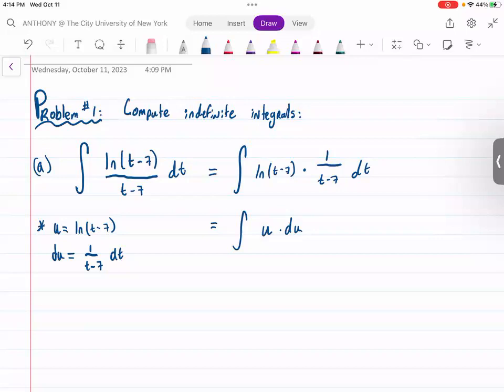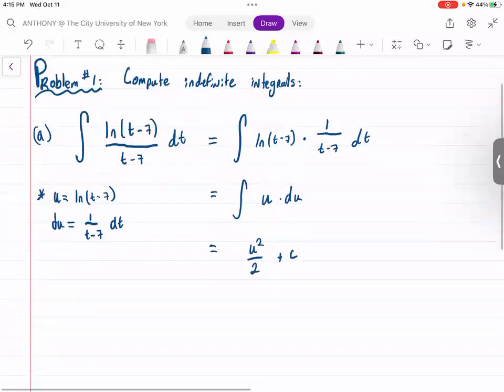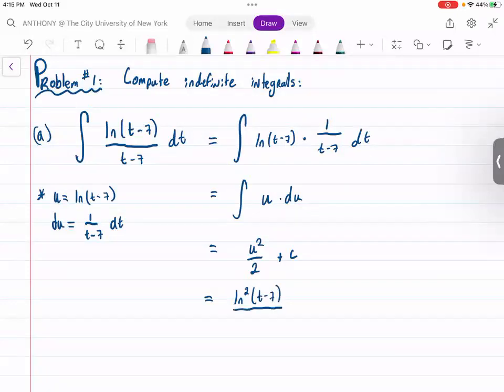What is the antiderivative of u? U squared over 2. And what are you missing? Plus c, because we're dealing with an indefinite integral, so don't forget the plus c. All right, and now what we can do is just make a replacement. We defined u as ln of t minus 7, so we get ln squared of t minus 7 over 2 plus c.